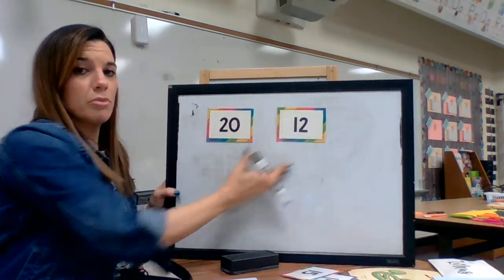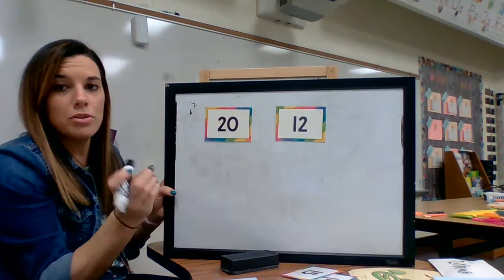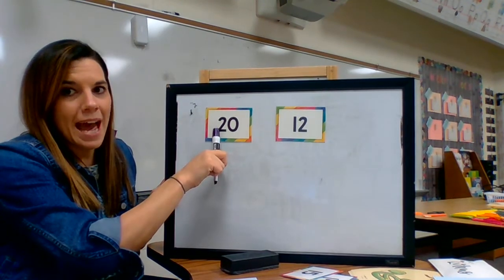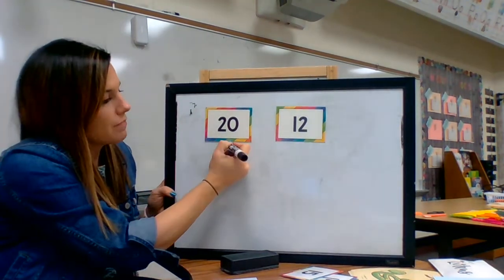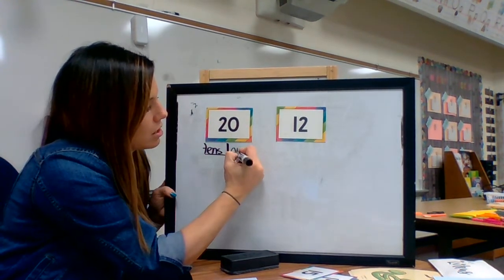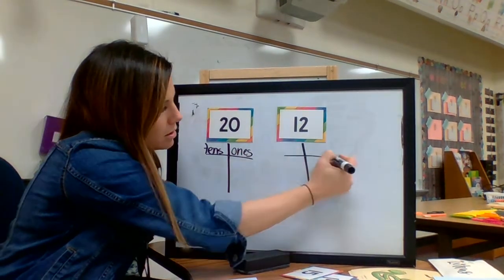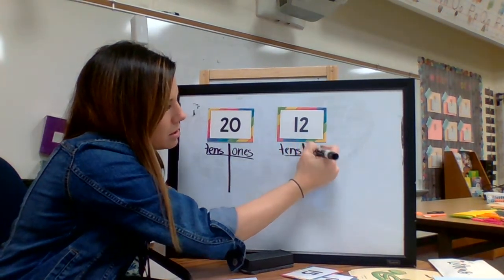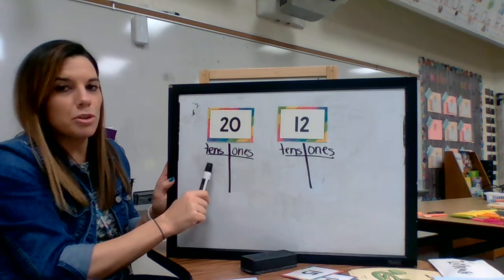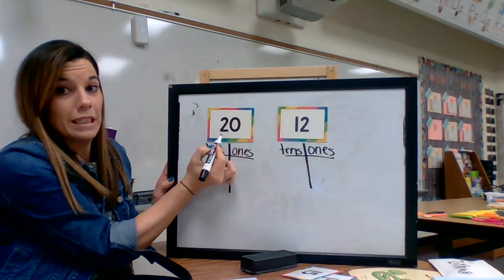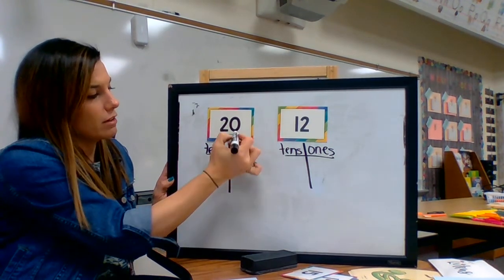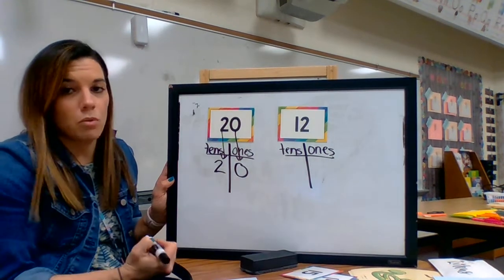Okay, let's look at these numbers. Both of them have a 2, right? They're both two-digit numbers. They both have a 2. What matters is where the 2 is at in their place value, okay? So let me make my chart. Tens, ones, tens, ones. Okay, this is the number 20. The number 20, how many groups of 10 does the number 20 have? 2. Look, 2 groups of 10, no extra ones.